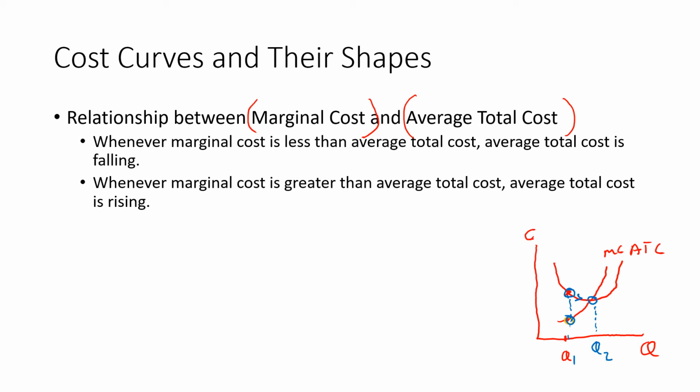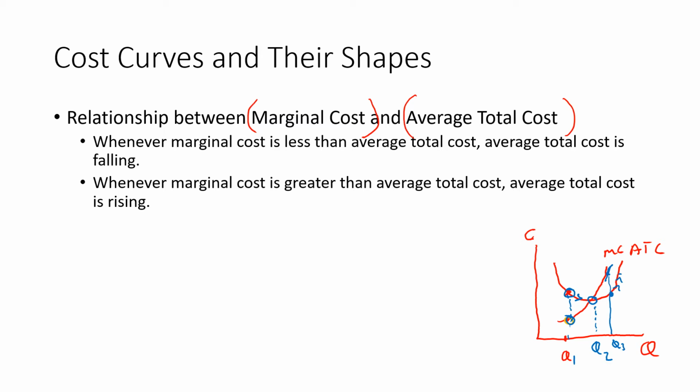At Q2, the marginal cost is equivalent to the average total cost, and at this point the average total cost will be flat. Then after this, let's say we are at Q3. At Q3, the marginal cost is now greater than the average total cost. Therefore, the average total cost will move upward. So why is this so?